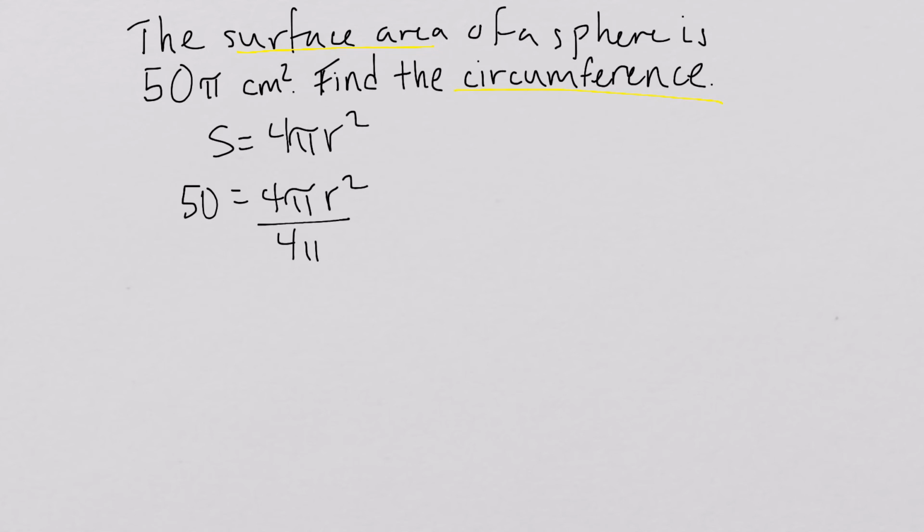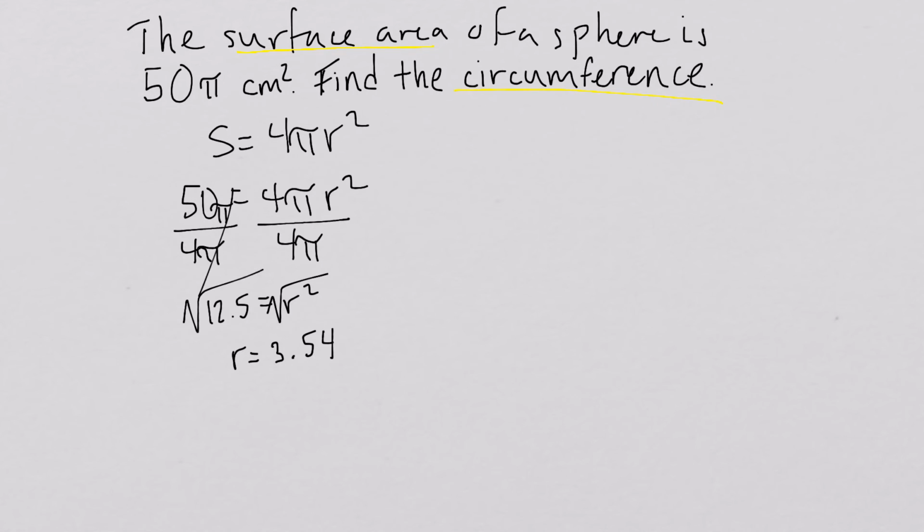Divide by 4 pi. Oh, the surface area is not 50, it's 50 pi, right? 50 pi. So divide by 4 pi. The pi and the pi cancel, so it's 50 divided by 4, which is 12.5, equals r squared. Take the square root of both sides. And so r is 3.54. Let's leave it as 3.54.